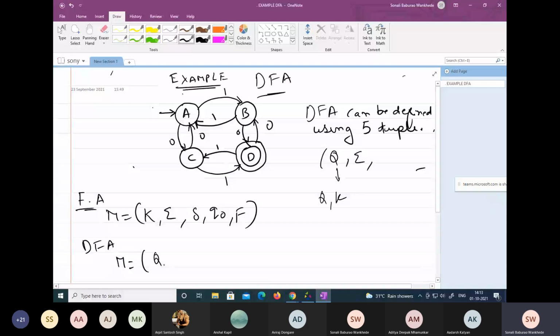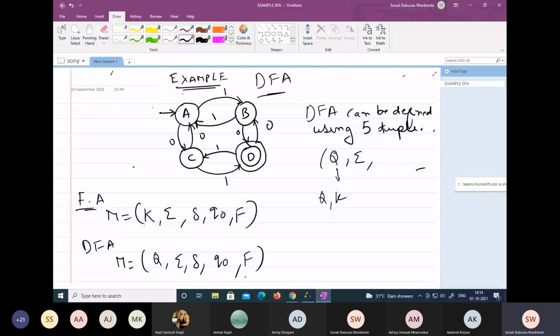Why is it given in that way? Because K is a finite set of states, right? Similarly, here Q is also a finite set of states, but there is a slight distinction between the FA and DFA. So for that, the notation of K is given as Q in terms of DFA. Everything remains the same, only the K value is replaced by Q here. So the meaning is the same.